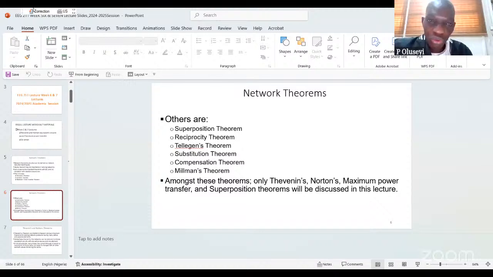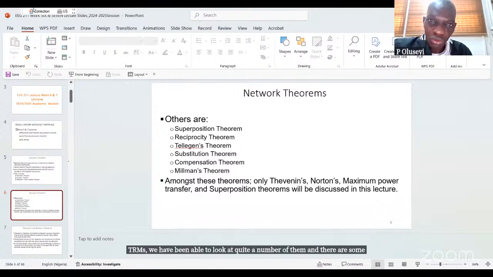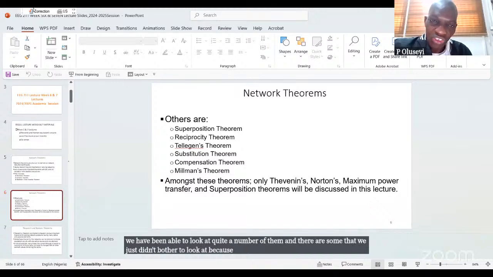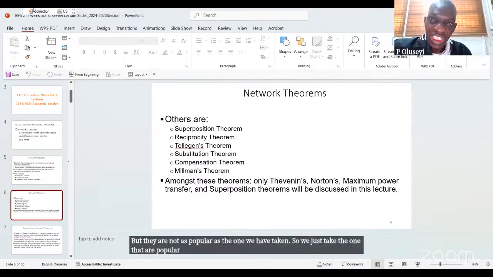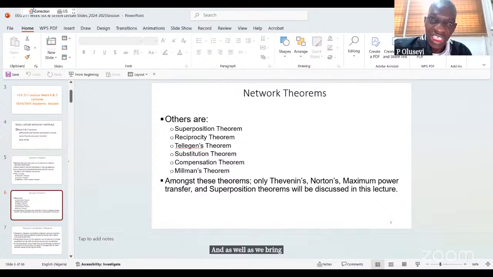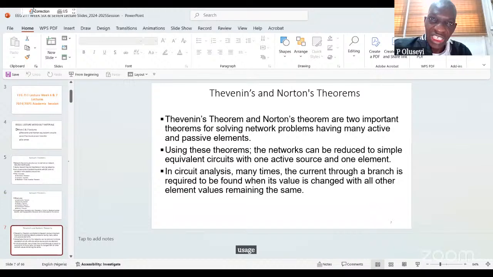So we have been able to look at a number of these theorems. We have been able to look at quite a number of them, and there are some that we just didn't bother to look at because they are not as crucial and vital. It's not as if they are not important. They are not as crucial and vital to our day-to-day analysis of network and circuits, and they are not as popular as the ones we have taken. So we just take the ones that are popular, and we bring up the information concerning the ones that find everyday usage in our network analysis.